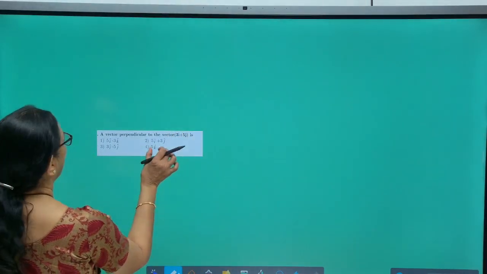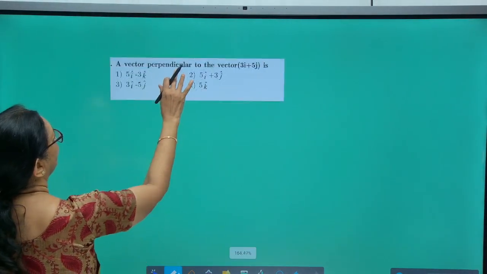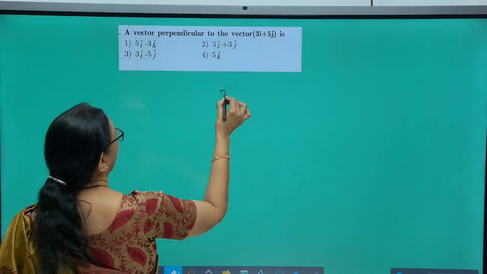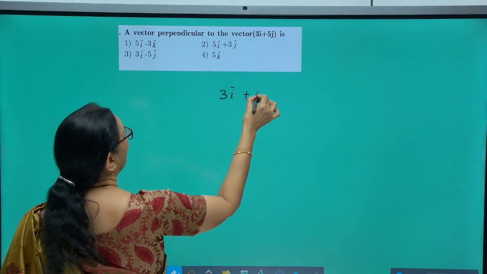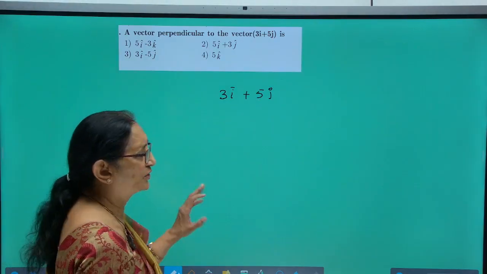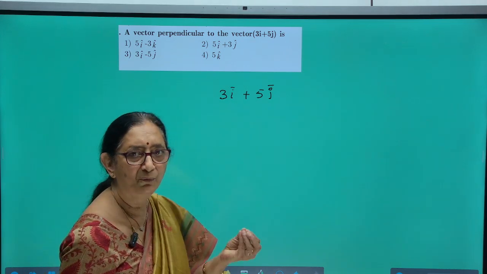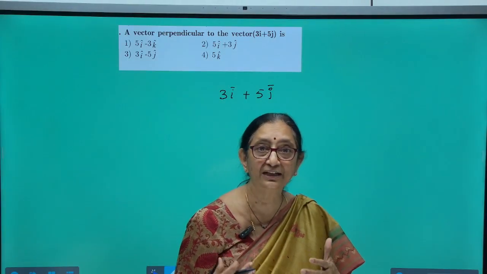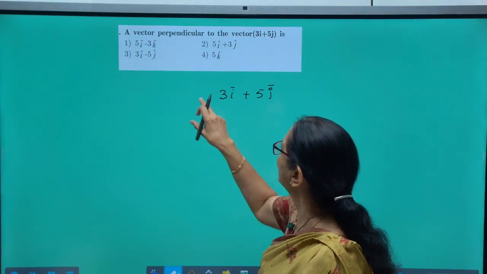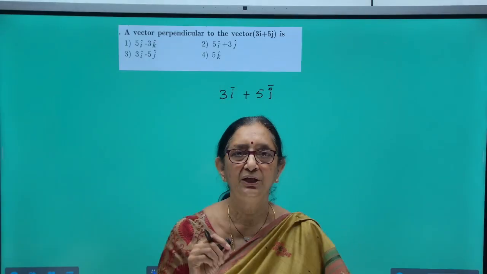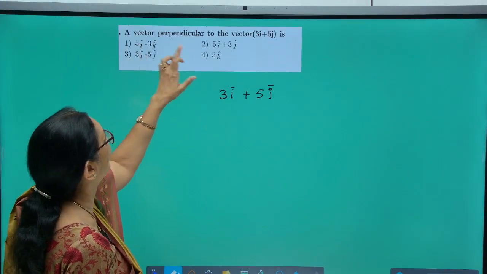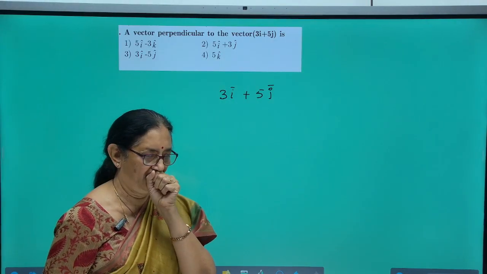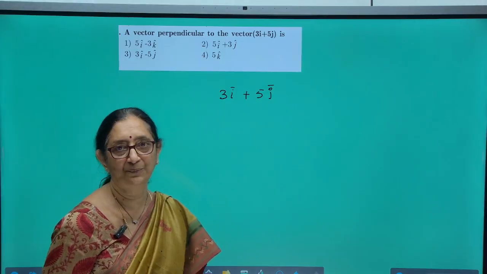Now, let us go to the next one. Same model we have already done. A vector perpendicular to the given vector 3i bar plus 5j bar. Actually, if this is the problem, we have to verify with all the options. If you need to identify the vector which is perpendicular to the given vector, you have to see whether their dot product is 0 or not. The two vectors are perpendicular always implies that their dot product is 0.